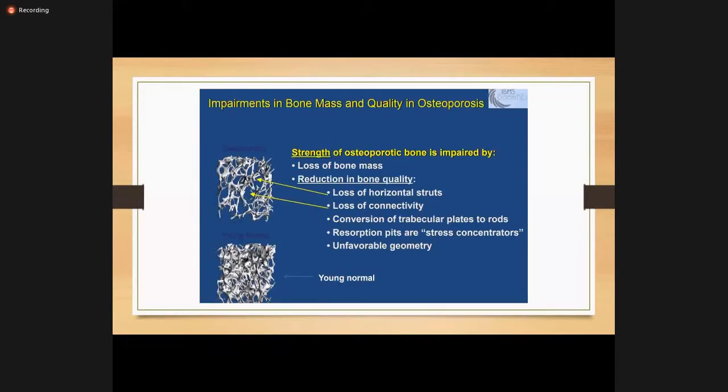So what does this lead to? The strength of the osteoporotic bone is impaired, with loss of bone mass and reduction in bone quality. These are the structural differences between normal bony structure, which you can see here, and porous or osteoporotic bones: more porous, trabecular plates and rods with loss of connectivity. Resorption pits are there, which are called stress concentrators, and unfavorable geometry overall, leading to the bone being set up for easy fractures.